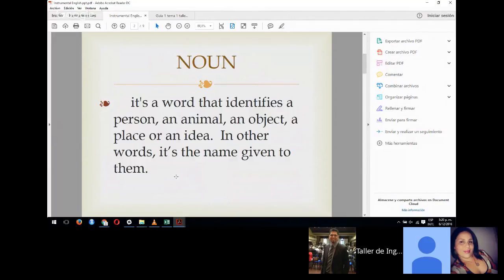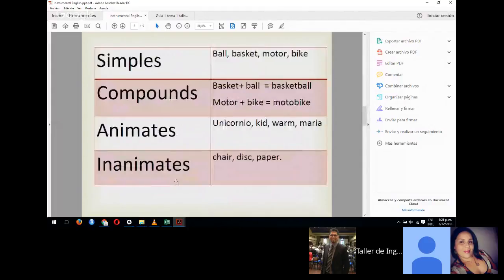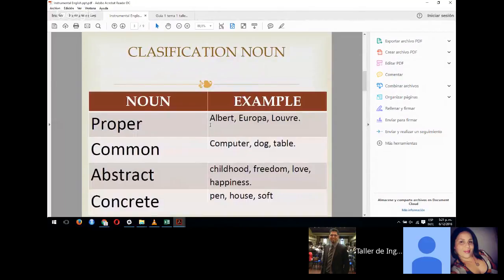But we have to classify these kinds of nouns. How do you classify the noun? The noun can be classified, for example, as proper. A noun is proper when it names a person, a place, or a thing. For example, Albert, Europe, Louvre.